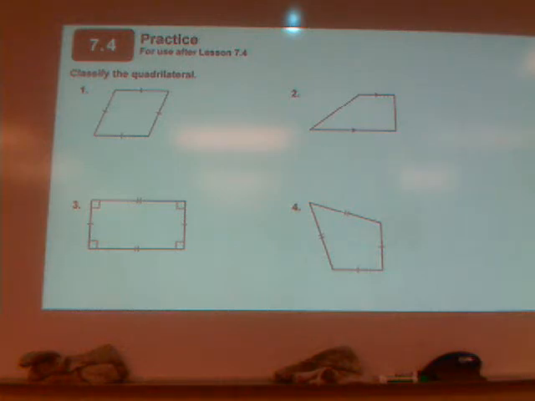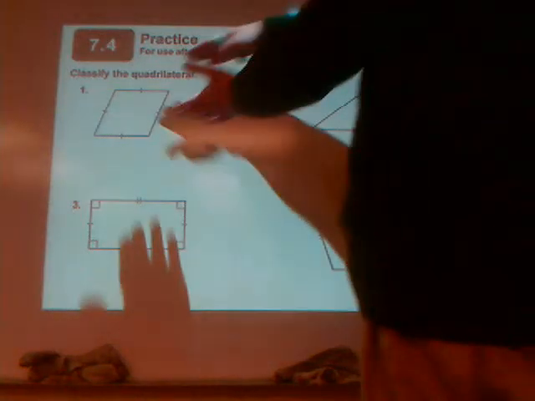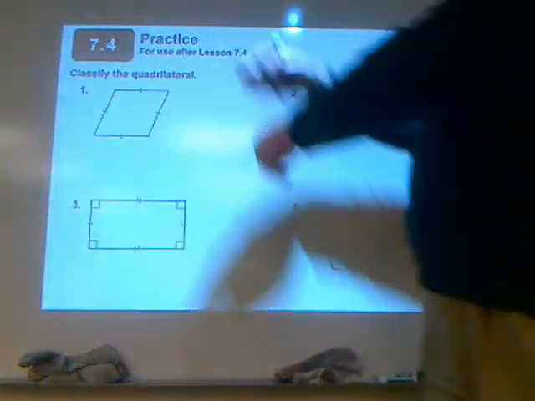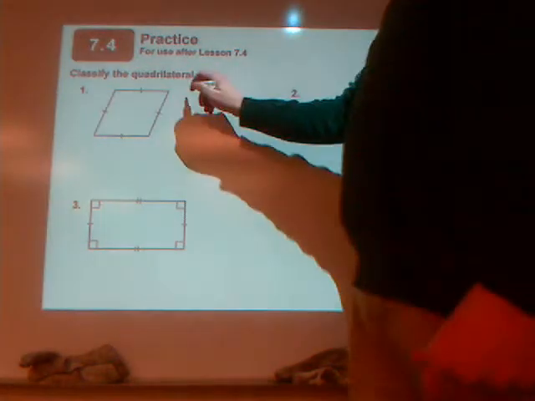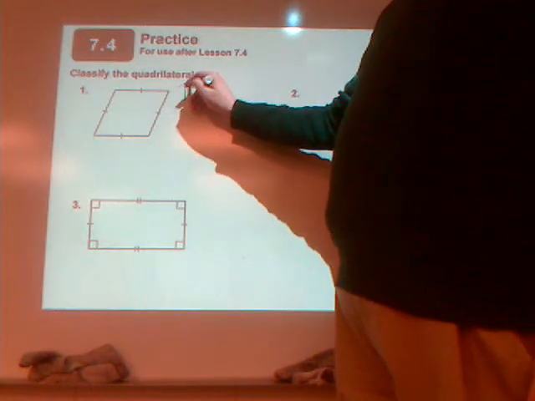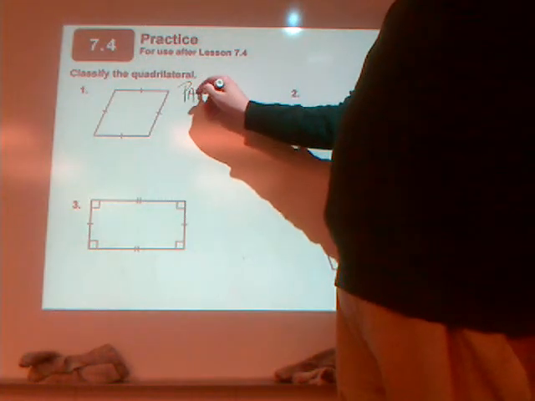As we look at number 1, we see 2 sets of parallel sides here. The top and the bottom, and the left and the right are clearly parallel to each other, which leads us down only one path. So this is clearly a parallelogram to begin with. A parallelogram by definition has opposite sides parallel and congruent.